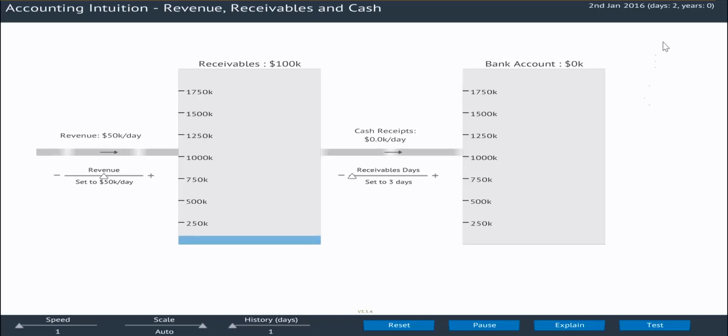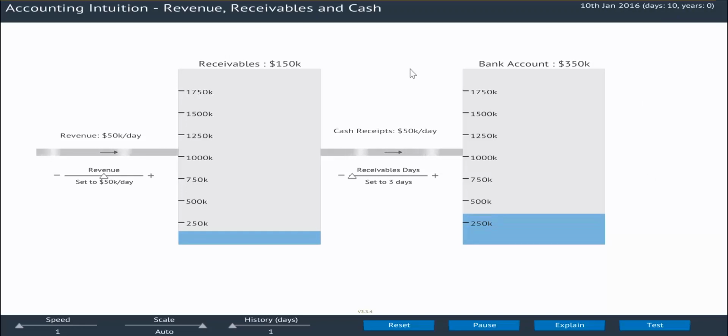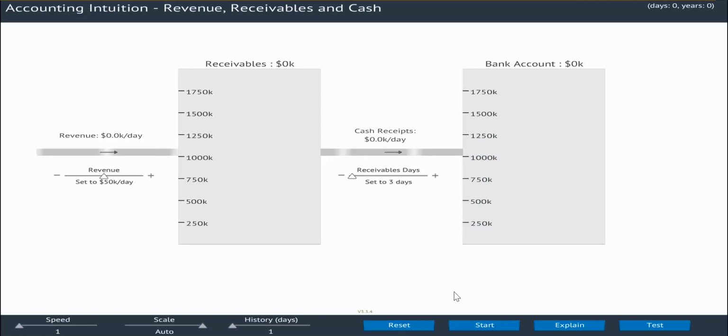Immediately we see that days start to go by. The flows through the pipes that we can see correspond to accounting transactions, and the levels in the tanks correspond to accounting balances. The balance in a tank will go up if more water flows into the tank than out, and down if more flows out than in. The buttons here allow you to pause, restart, and reset the model to day 0.